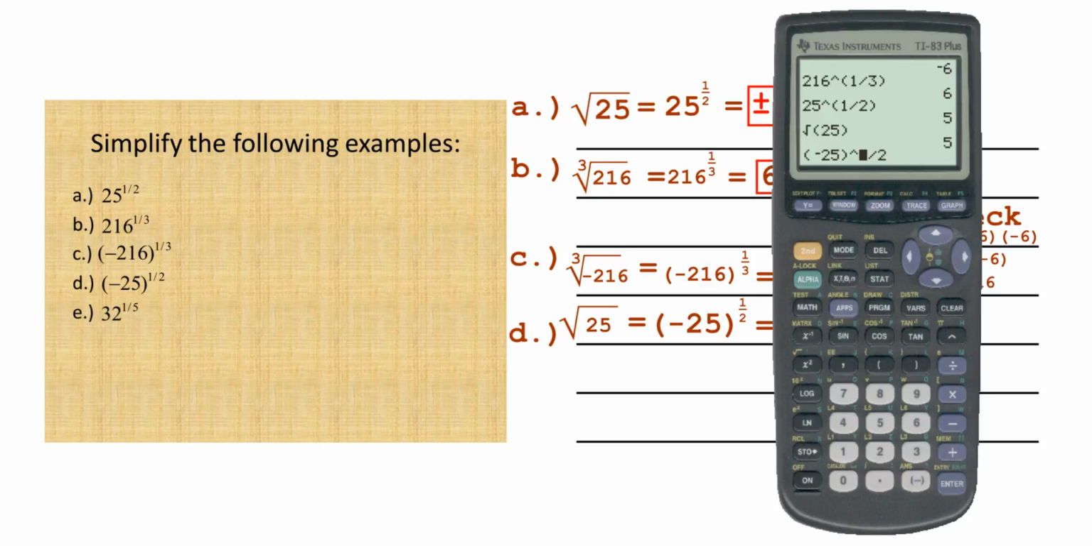Yep, missed my parentheses, so I'll go back and just replace it. Add a parentheses, 1 divided by 2. Notice it gets rid of everything else afterwards. So there we go. Negative 25 to the 1/2. Enter. It gives me an unreal answer. So basically, we can't do it.